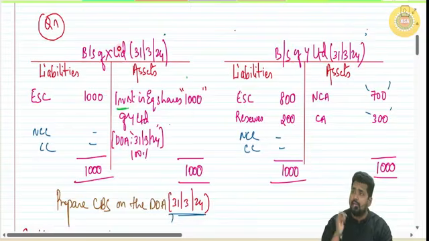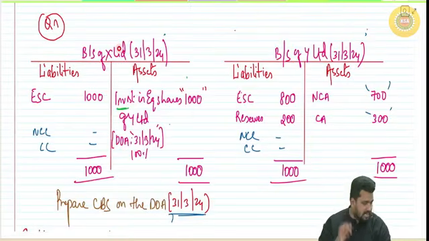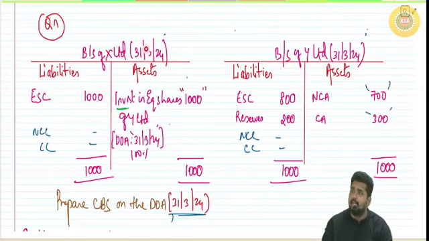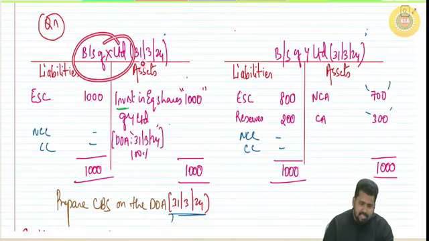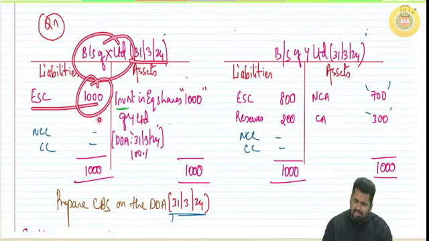Point number 1. Let me quickly run through the sums. We will finish off as quickly as possible within a short time. I'll try my level best so that I'm covering everything in a single shot. Clear? Balance sheet of X Limited on 31st March. Equity share capital we are already having, what? 1000. Everything assume as lakhs.